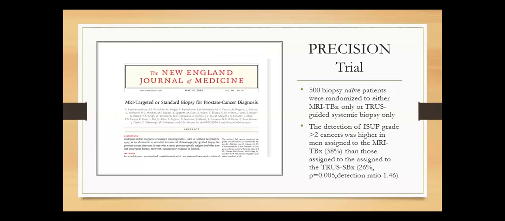And then we have the PRECISION trial, which had about 500 biopsy naive patients, who were randomized to either MRI or a TRUS-guided systematic biopsy only. This study found that the detection of ISUP grade 2 cancers was higher in men assigned to the MRI arm of the study, at 38% compared to 26% for the TRUS systematic biopsy.